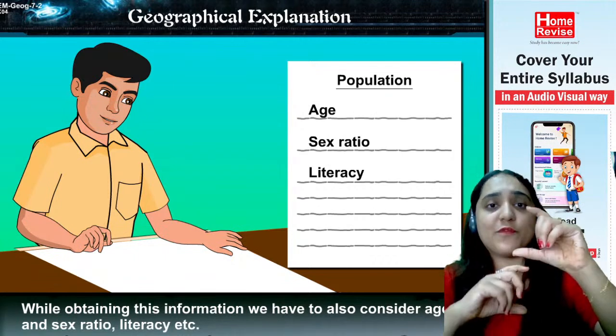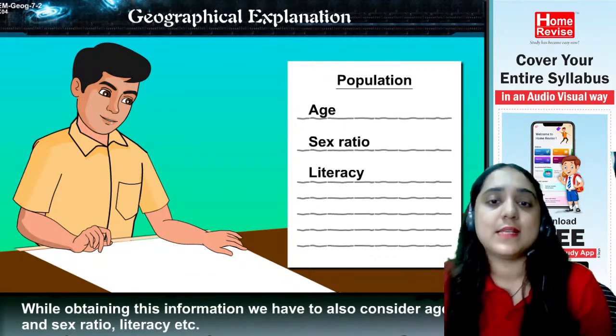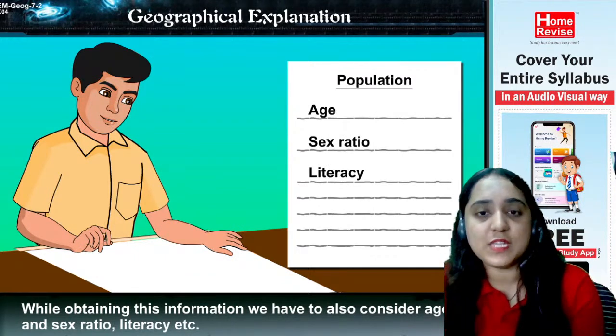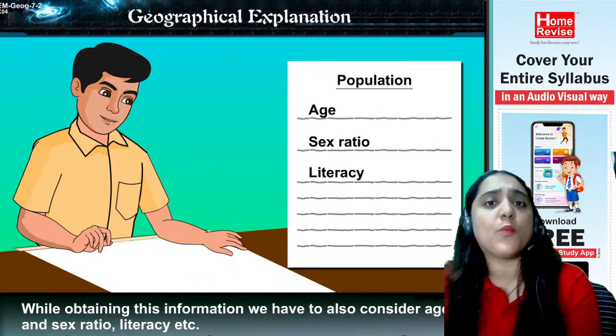Per males to females का ratio is called as a sex ratio. And then comes the literacy part. If I talk about literacy, then what is literacy?